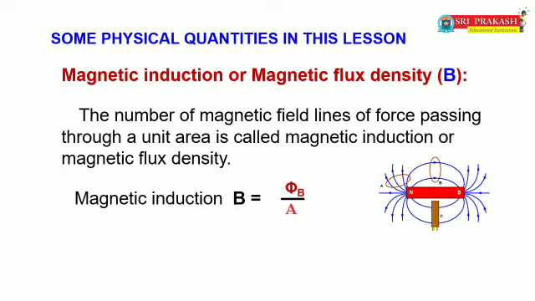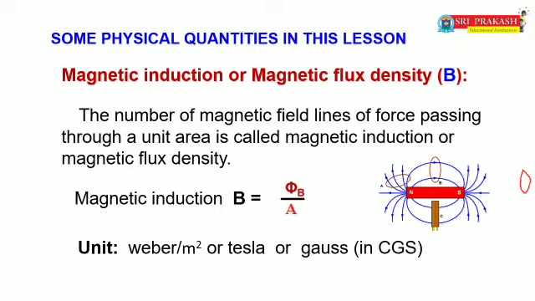The same area, if you consider it a little bit away, the lines of force will be much less. That means magnetic induction is more if you consider that area very near to the magnet. As we move away from the magnet, or from the magnetic field, the flux density decreases. The units are Weber per meter square. Weber is the unit of magnetic flux and meter square is the unit of area, so Weber per meter square is the unit.